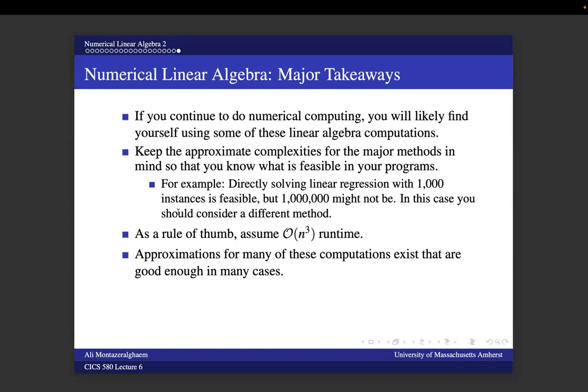In most cases, you need to assume that the runtime is n cubed. After deciding about the algorithm or estimation you want to use, maybe you decide to use an algorithm that approximates the solution, not the absolute solution. In many cases, approximations are good enough.